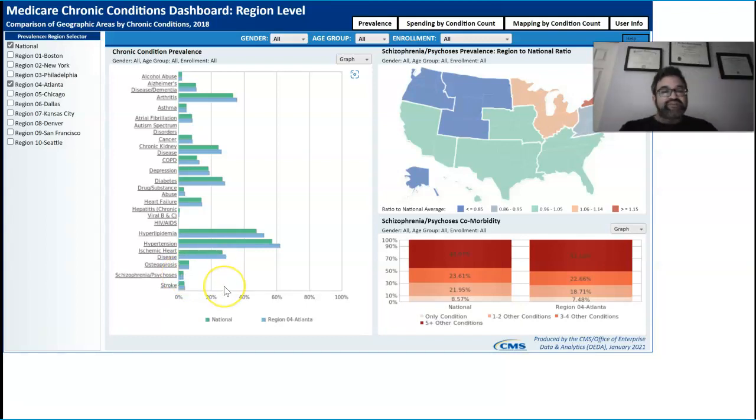Let's take a look at Atlanta now and see the rates. It's about the same rates of schizophrenia, but hypertension is higher, hyperlipidemia is higher, chronic kidney disease is higher, diabetes is higher. In fact, depression is higher, arthritis is higher. So definitely a lot more red flags. So definitely looking in the Atlanta region. There are different areas to be focusing on, and this is looking at all diseases.